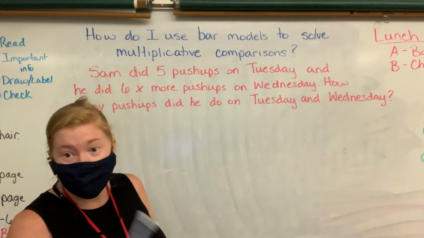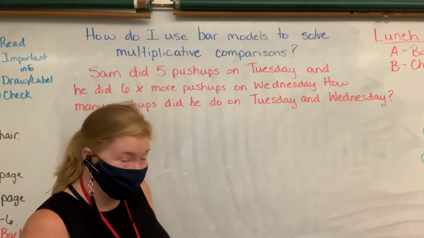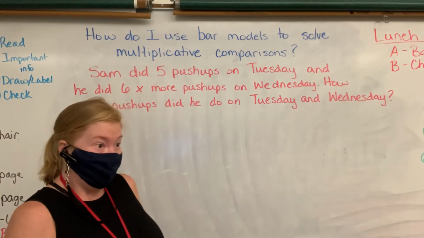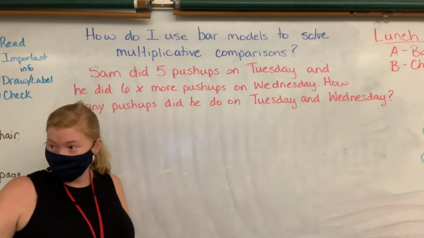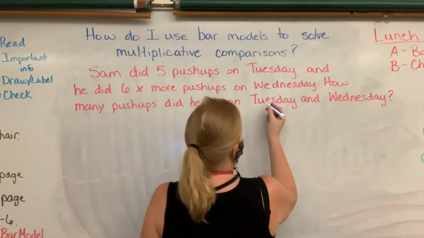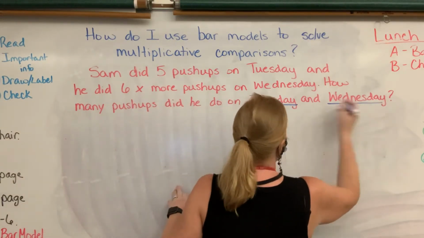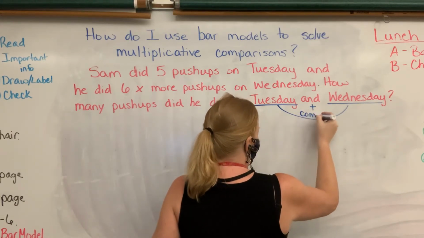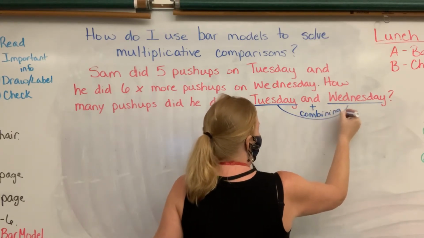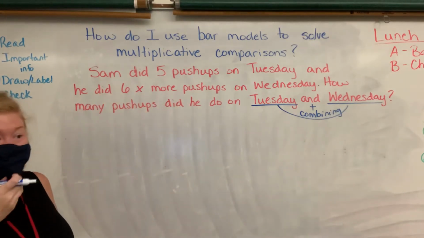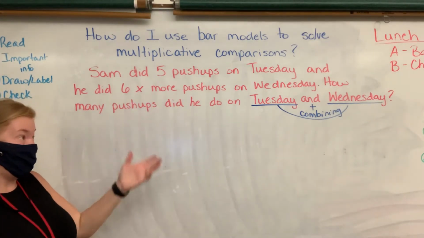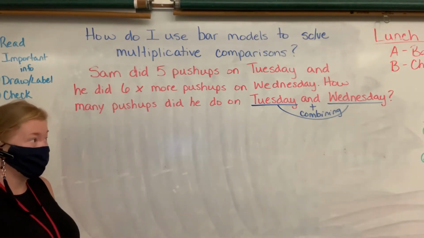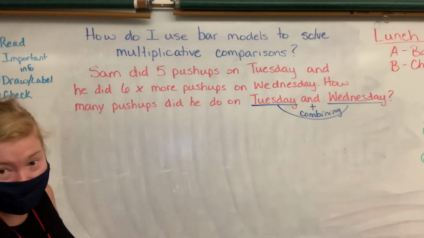We're talking about Tuesday and Wednesday. So what are we going to be doing again? I'm looking for the math word. Combining, absolutely. So we're going to be going and saying Tuesday and Wednesday. So that means we are going to be adding them or combining them. You have this word problem, so you can underline both of those words. You can put a plus sign underneath the word and you can write combining.